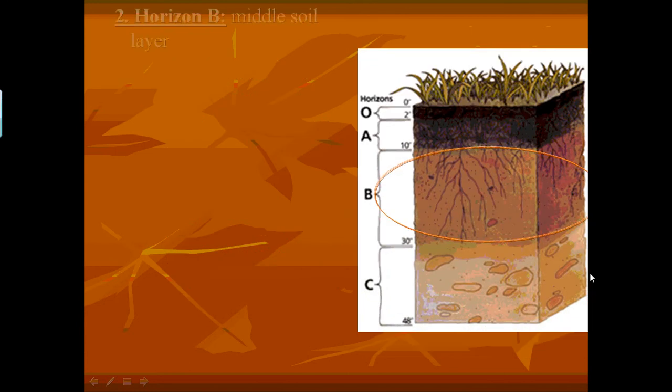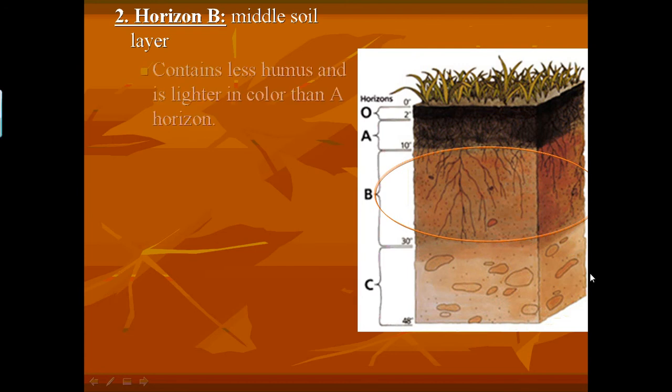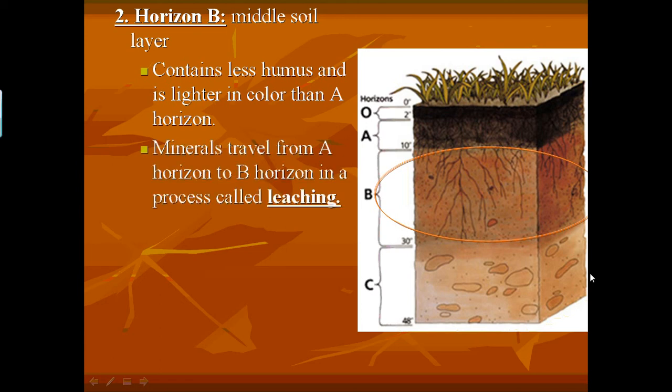The next horizon is the B horizon, which is the middle layer. This contains less humus, so less organic matter, and a lighter color than the A horizon. Minerals travel from horizon A to horizon B in a process called leaching. So when it rains, the water goes through the soil, and the water carries those minerals from the A horizon to the B horizon, and we call that leaching.